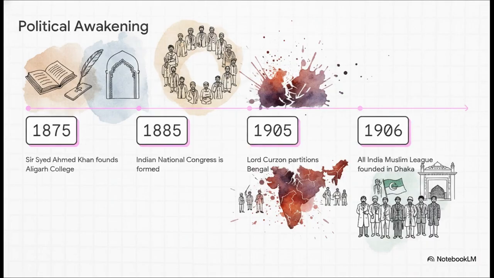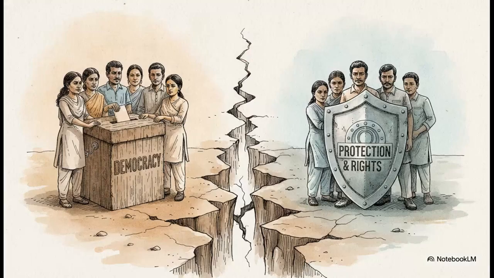Literally the very next year, in 1906, the All India Muslim League was founded in Dhaka with the specific goal of protecting Muslim rights. And this is where we see a fascinating ideological split emerge. The Indian National Congress claimed to represent all Indians and pushed for broad democratic rights. On the flip side, the fundamental anxiety of the All India Muslim League was that in a majority-rule democracy, the Muslim minority would be permanently marginalized.